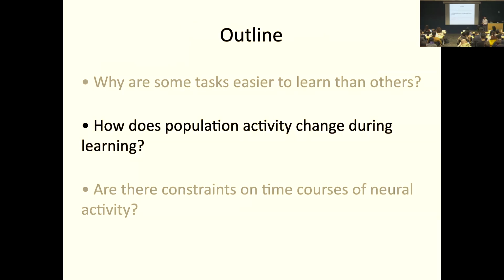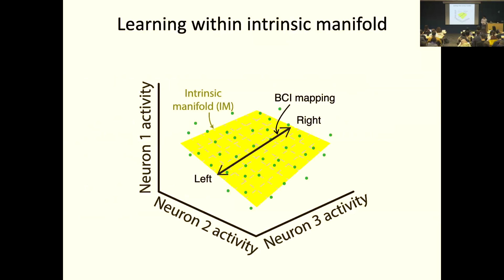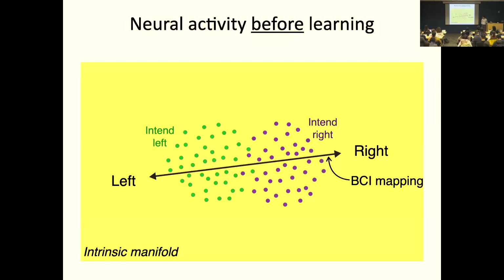Okay, so now let's ask the second question. In this learning task, how does neural population activity change? What we're going to do is zoom in to this intrinsic manifold and ask how the neural activity reorganizes within the intrinsic manifold. So we're looking down into the intrinsic manifold. Here's the situation that we started with, where the BCI mapping was in this direction. This is the BCI mapping that the animal was able to use well.